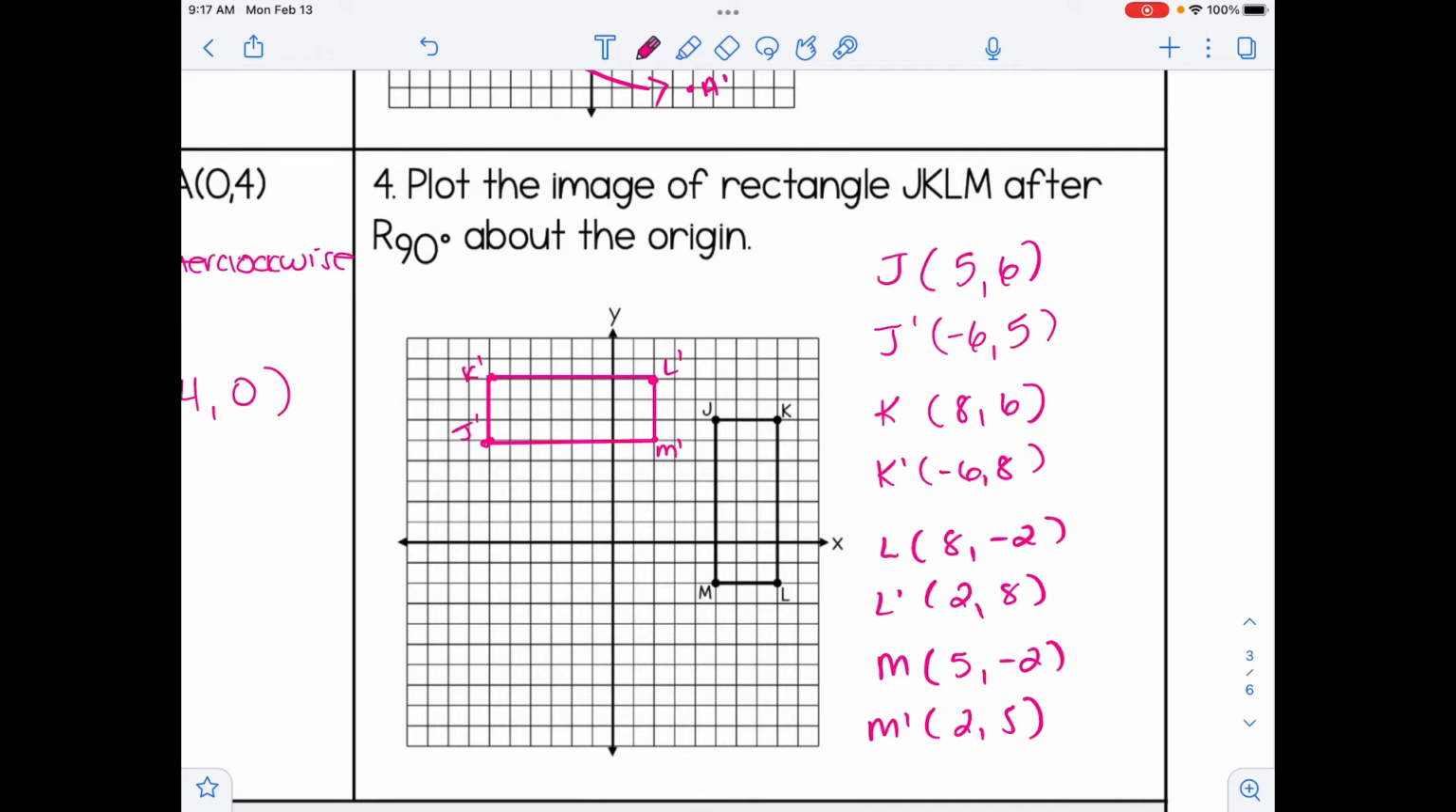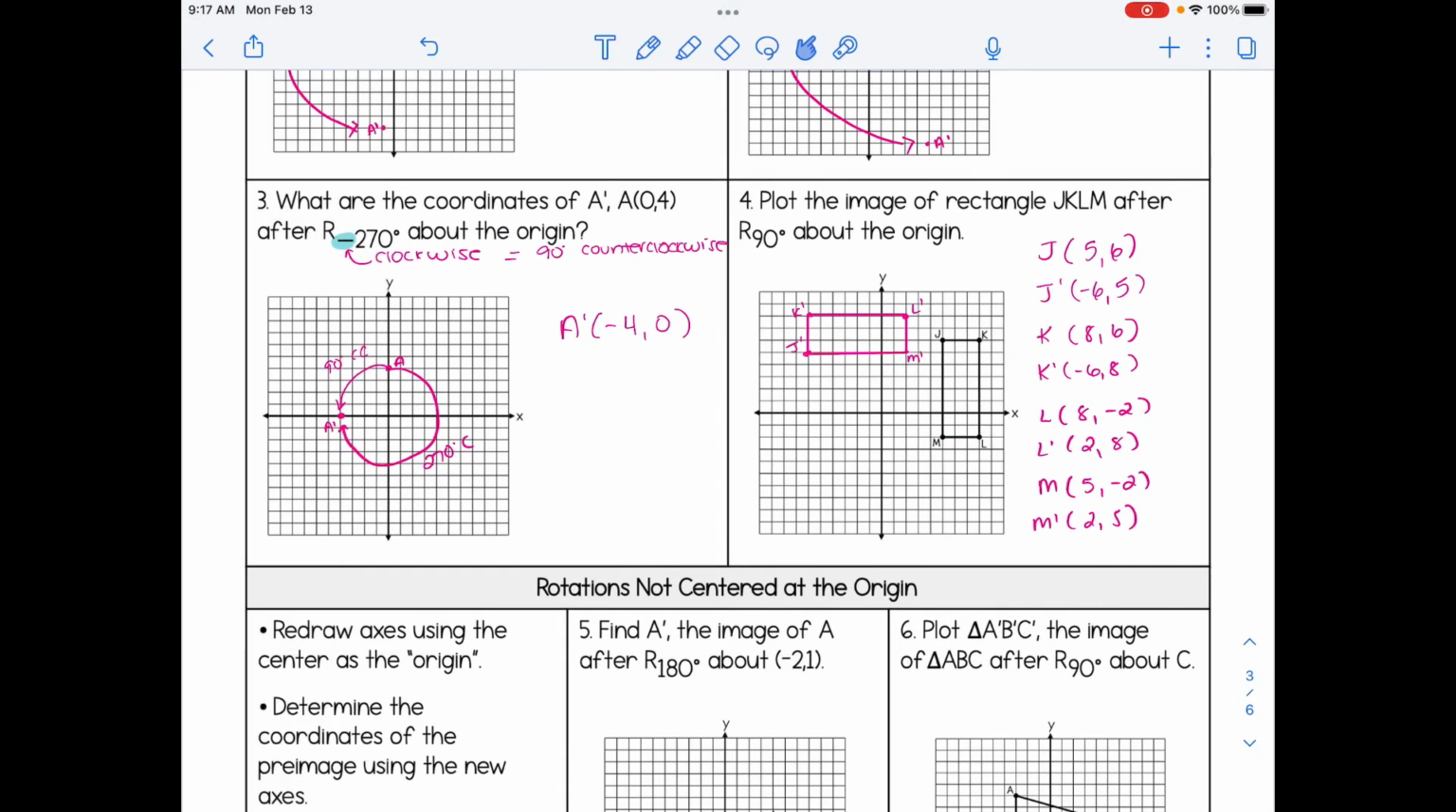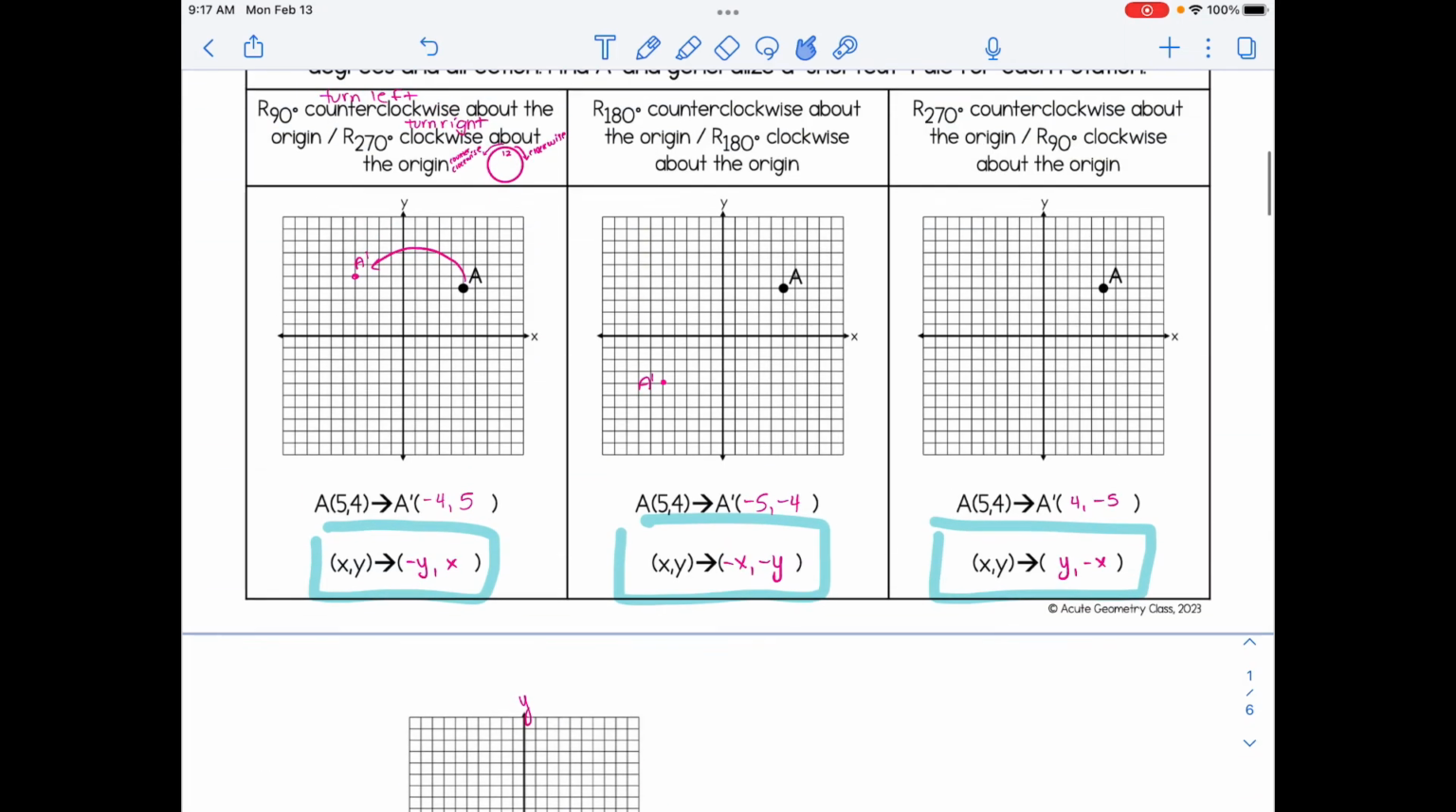All right, for our last set of questions, we're going to talk about what it means when we don't rotate about the origin. All of those problems we saw so far are rotated about the origin. The origin is a fixed point that does not move. If you apply any of the rules we looked at before to the origin (0, 0), it's not going to change. It doesn't matter if you flip the coordinates or negate them, you will get (0, 0).